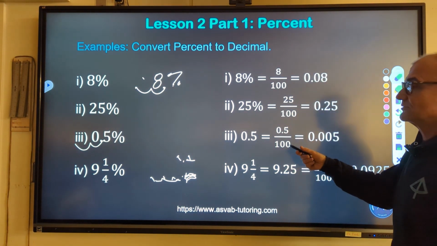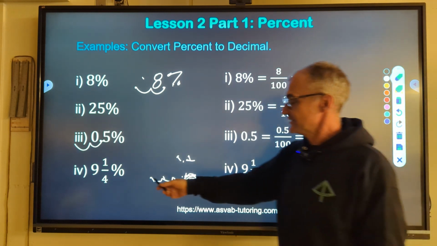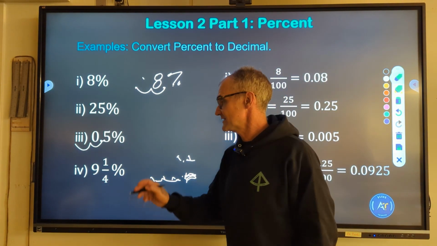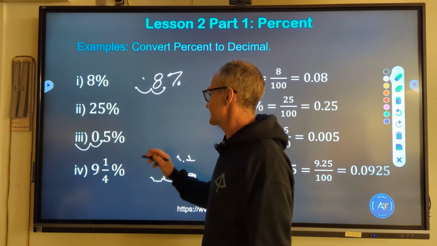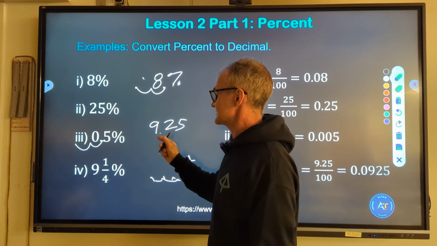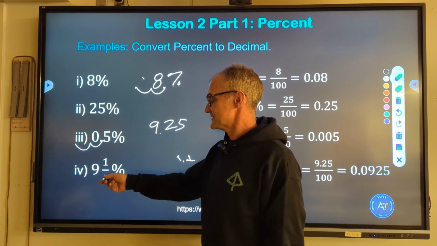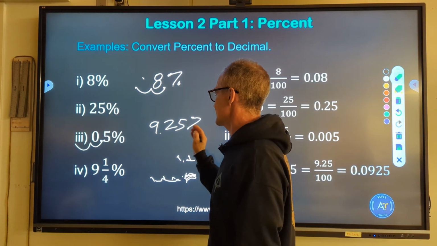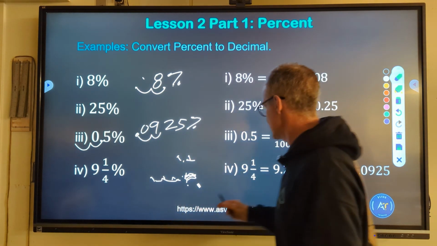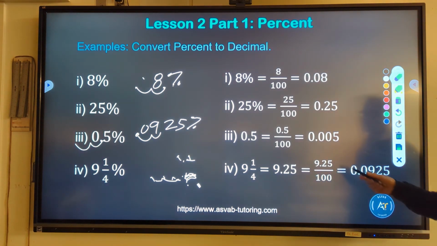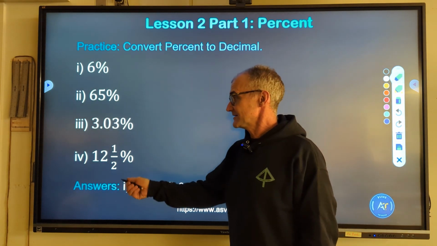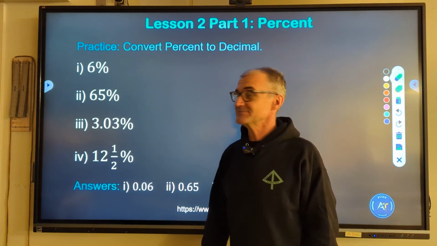or 0.5 of 100. Right here, 9 1/4, we got to take that 1/4, convert it to a percentage. 1/4 is 25, right? So I have 9.25. That's the decimal equivalent of that percent, 9.25%. Move it over 2 places, 1, 2. That's going to give us 0.0925 or 9.25 parts of 100. Pause the video, knock these 4 right here out, and then check them against mine.